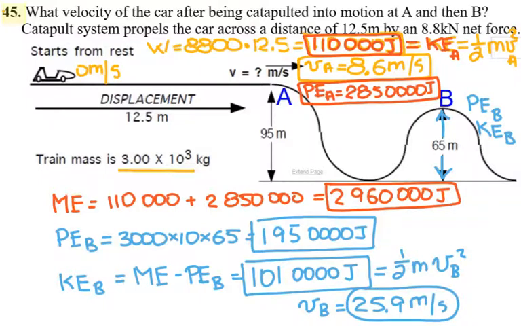So we lost height. We lost the potential energy when we went from A to B. And because we lost the height, we lost the potential energy, and that potential energy went to the kinetic energy. And so now at B, the velocity is higher. At A, we had a velocity of 8.6 meters per second, and at B, we have almost 26 meters per second.